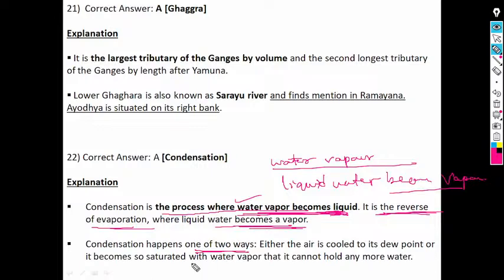Condensation happens one of two ways. Either the air is cooled to its dew point, or it becomes so saturated with water vapor that it cannot hold any more water. In either case, the condensation process occurs.